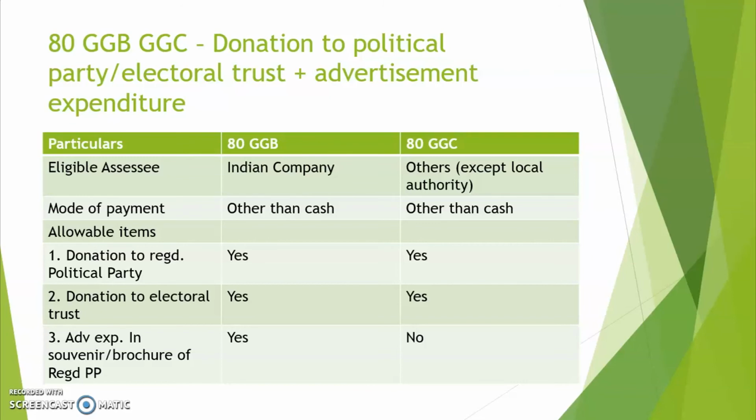So to quickly summarize what we learned in this part, we started off with 80G. 80G was donation to various parties, national funds and charitable trusts and all. We saw there are 4 categories of parties over there, and for the 4 categories the donation amount qualifying as deduction is different. For category 1, 50% of donations made can be claimed as deduction, and category 1 was regarding what kind of parties? Jawaharlal Nehru, his family and Prime Minister's Drought Relief Fund.